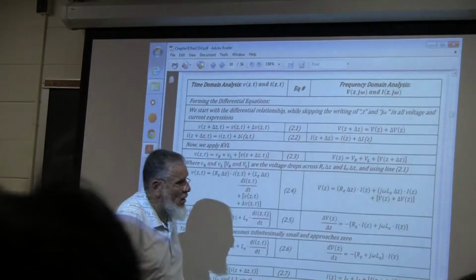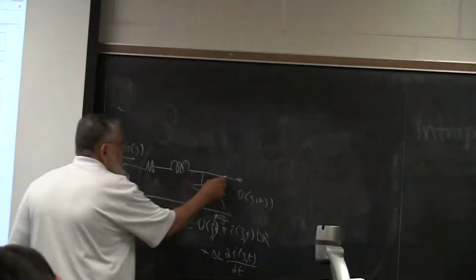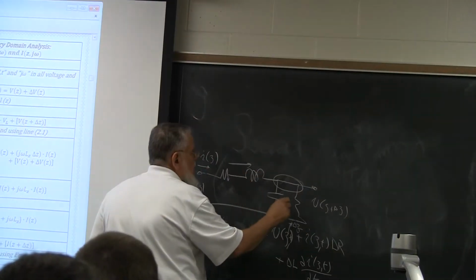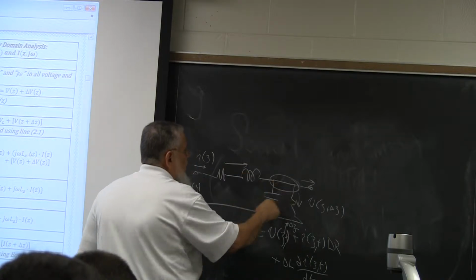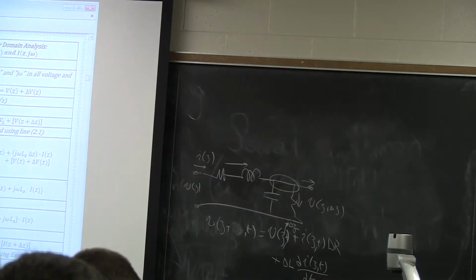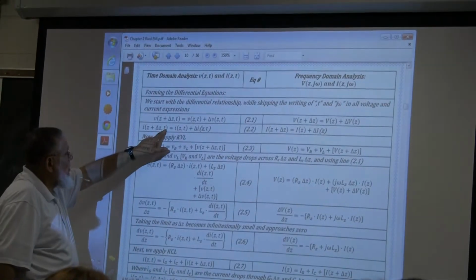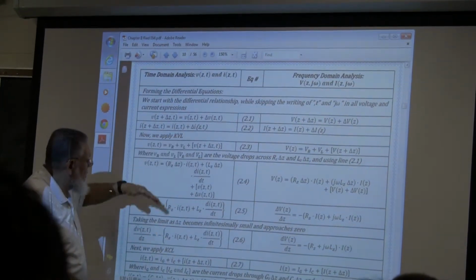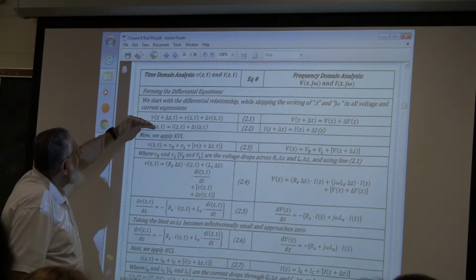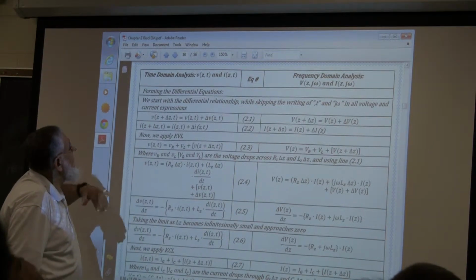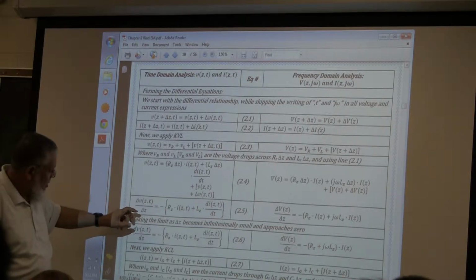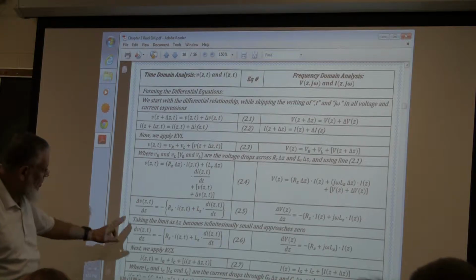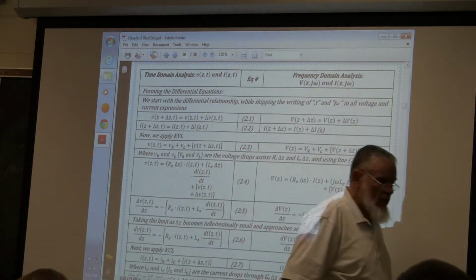Likewise, we can write the node equation for here. This node equation, this current is equal to this current plus that current, right? So the sum of the currents, and that is expressed right here. I of Z plus delta Z of T is equal to I of Z of T plus delta I of Z. So you have the two KCL and KVL, both of them are written. If you combine these together, you end up with a second order differential equation. We'll see it down.